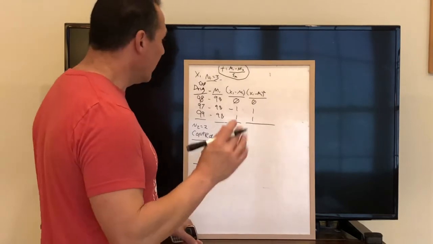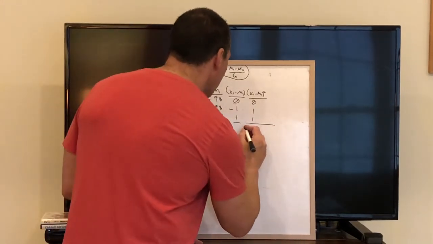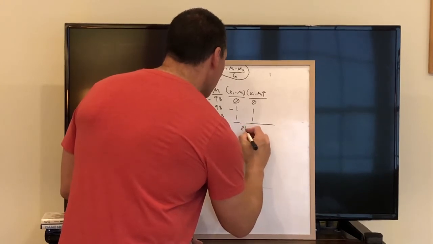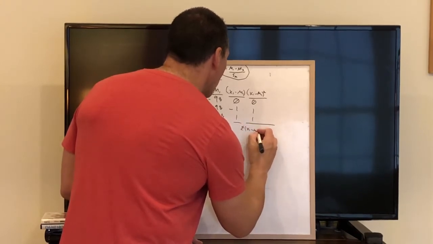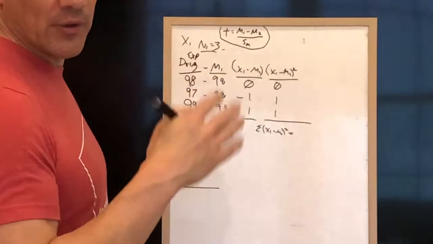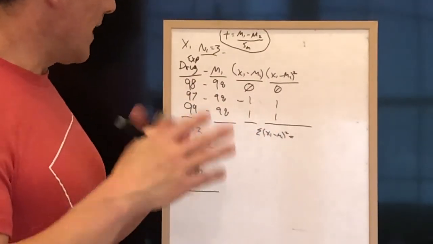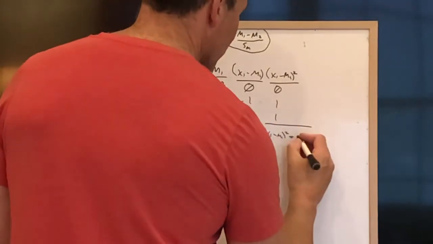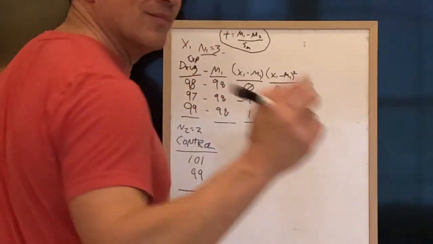Okay, now, we're going to get sigma x1 minus m1 squared, which is the sum of the squared deviation scores. This is math we've done throughout the semester, which is 1 plus 1, 2.